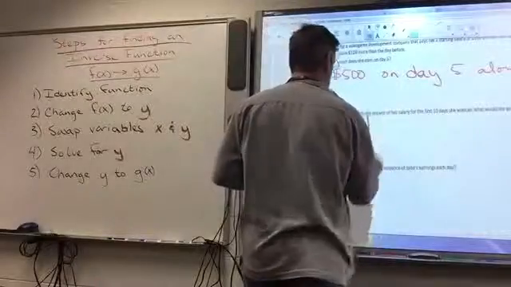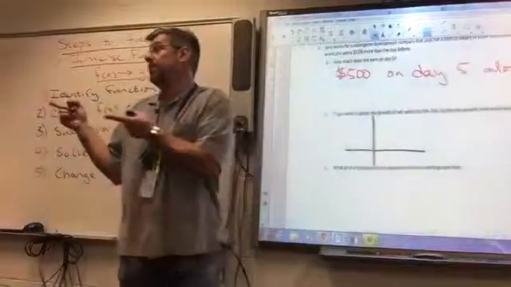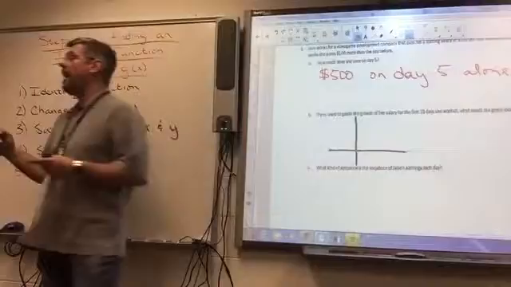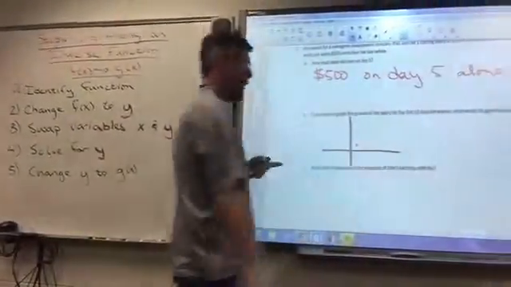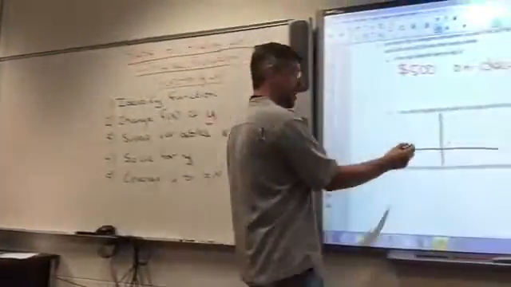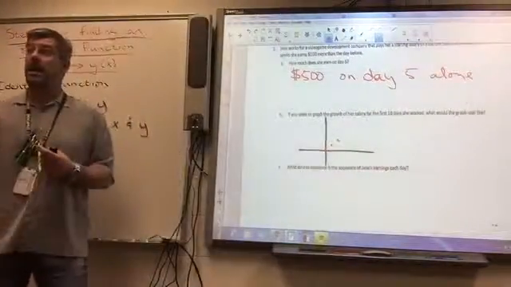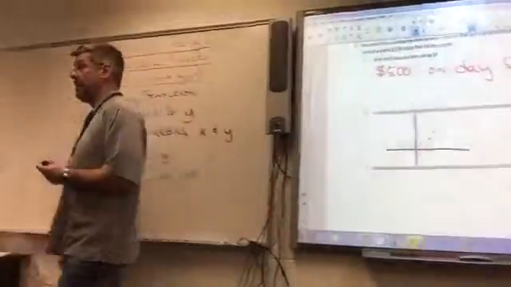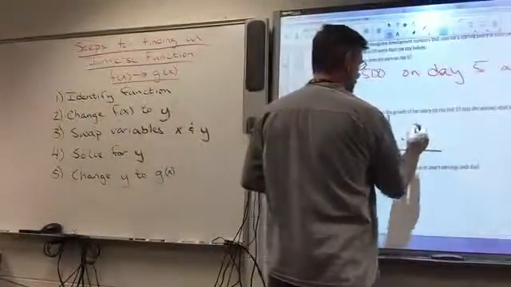Let me draw a little graph here. On day 0, how much does she make? 0, right? So here it'd be 0. On day 1, how much does she make? 100. So on day 1, maybe there, right? On day 2, 200. So twice as far over, twice as high up, right? Day 3, so like that. Day 4. What does this look like to you?